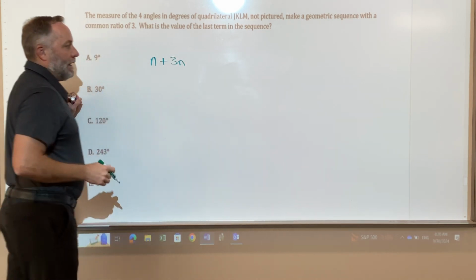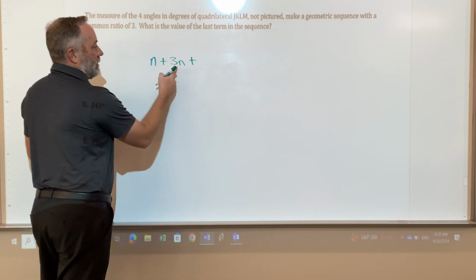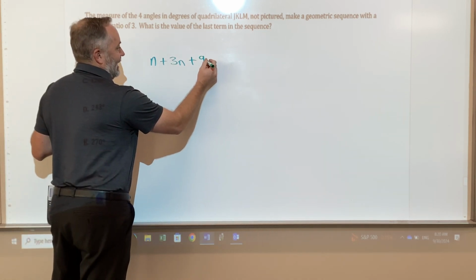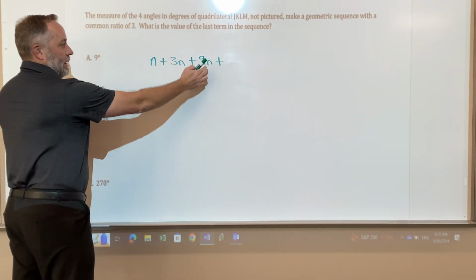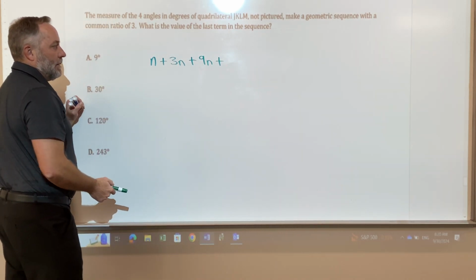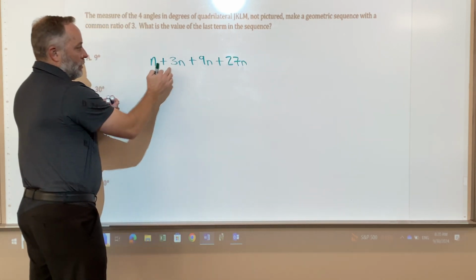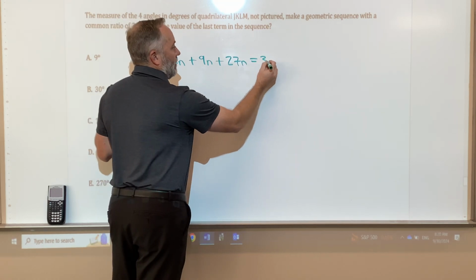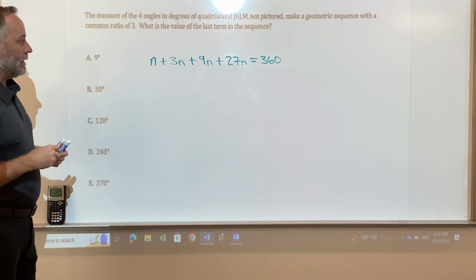So we'll add to that 3n. And then our third term is going to be 3 times this one, so 3 times 3n is 9n. And then the last term is going to be 3 times the previous one, so 3 times 9n is 27n. And those 4 angles of the quadrilateral have to add up to be 360 degrees, so we set that equal to 360.